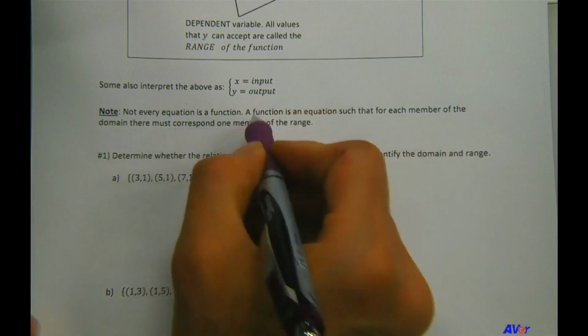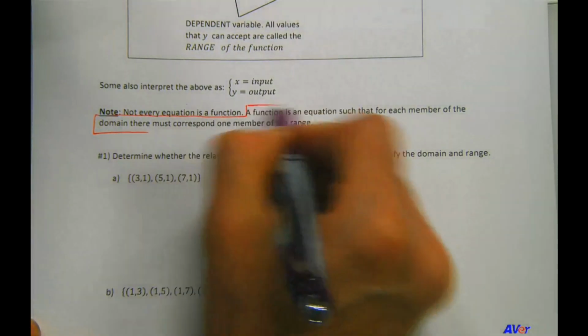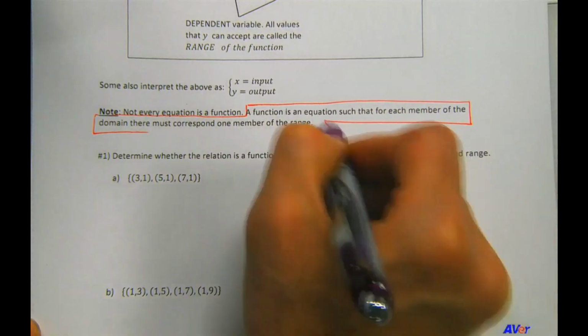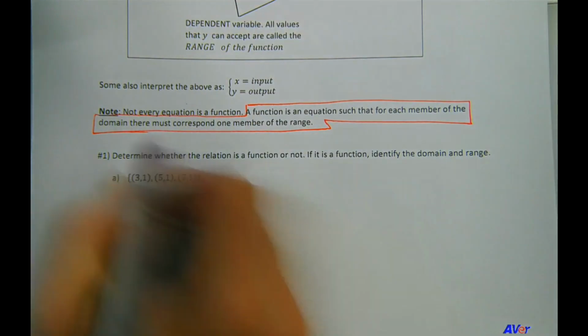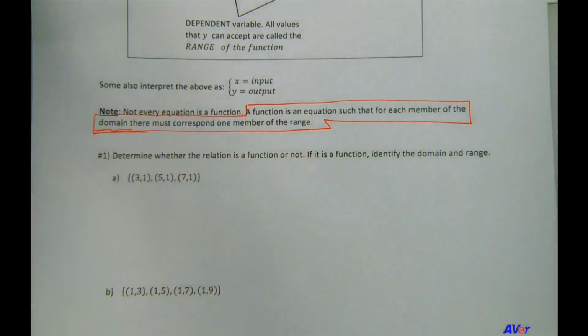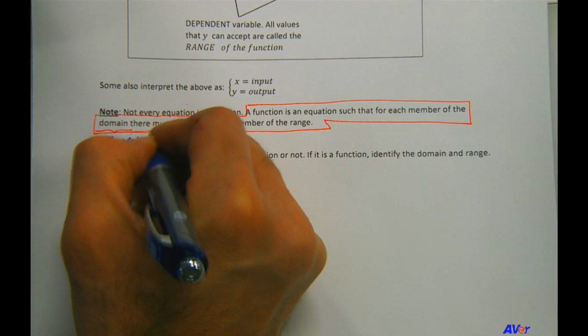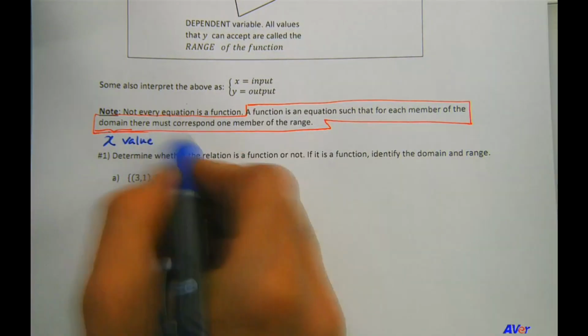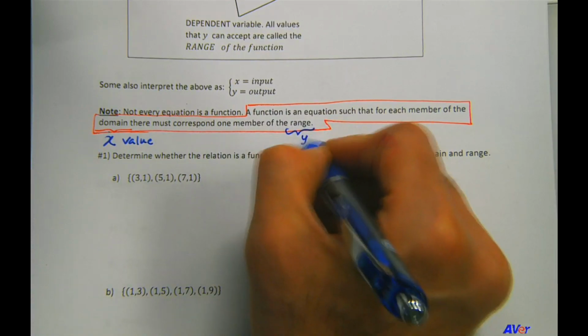This is a concise definition of a description of it. You can find this in the book as well. So I thought I included it here. A function is an equation such that for each member of the domain, that means each x value, there must correspond one member of the range, or the y value.